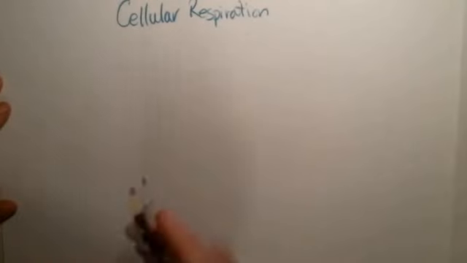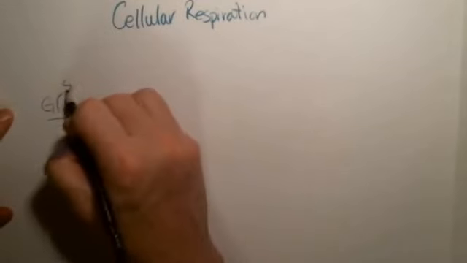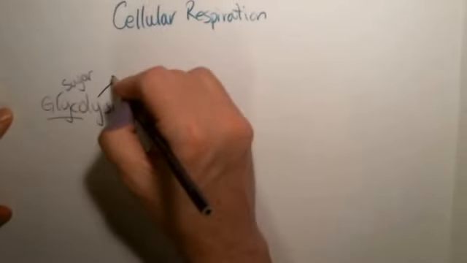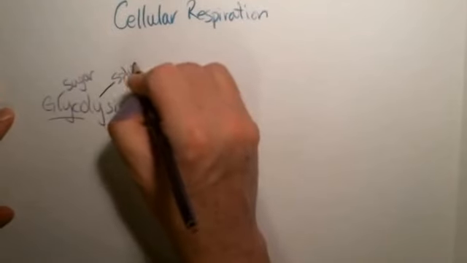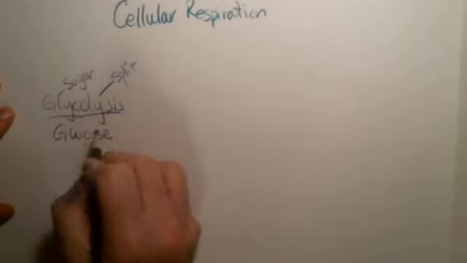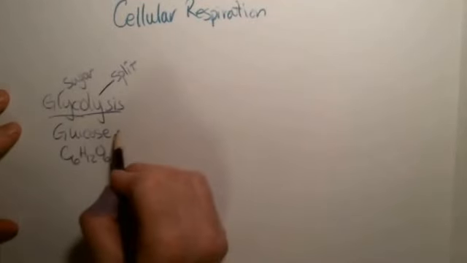Cellular respiration starts with glycolysis. Glyco means sugar, and lysis means to split or to break. So in glycolysis, we're going to break the sugar down, and this sugar is glucose. Glucose has the chemical formula C6H12O6, and if you'll notice, there are 6 carbons on that particular molecule.